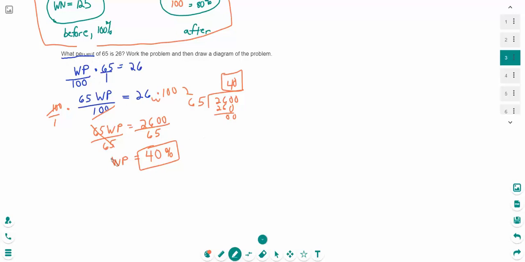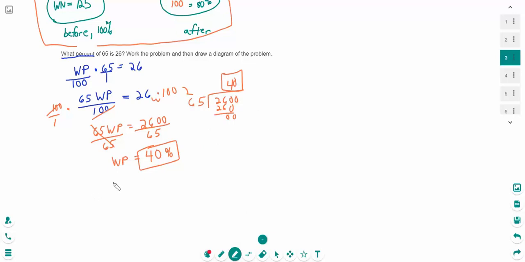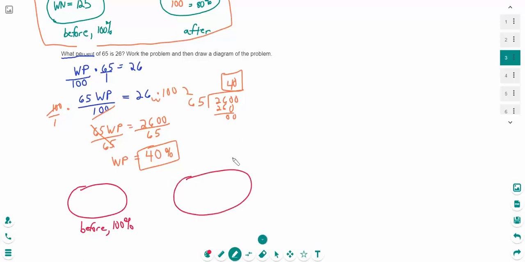All right. Now let's draw the diagram. So to do that, maybe we'll start with a magenta color here. So what percent, diagram. We've got the before bubble, right? Before, or the 100% bubble, includes everything. And then we've got our different size. These don't have to be perfect, but it is kind of nice to get them close to the same size here. Pardon my drawing. And then this is our after bubble.